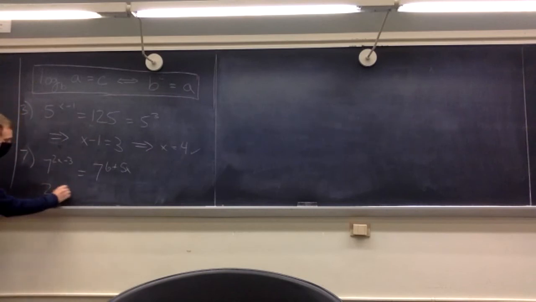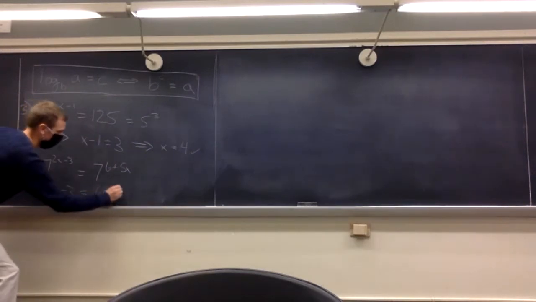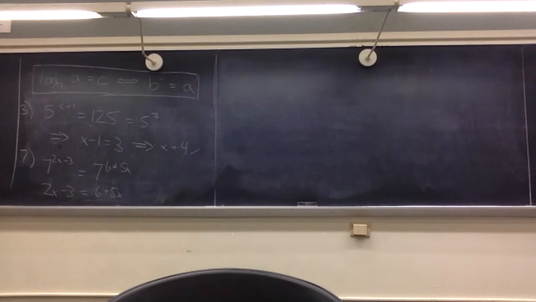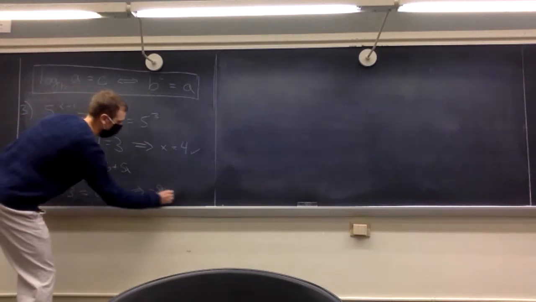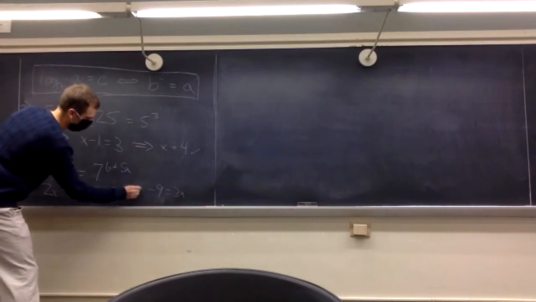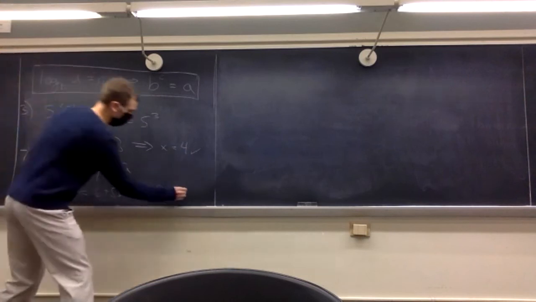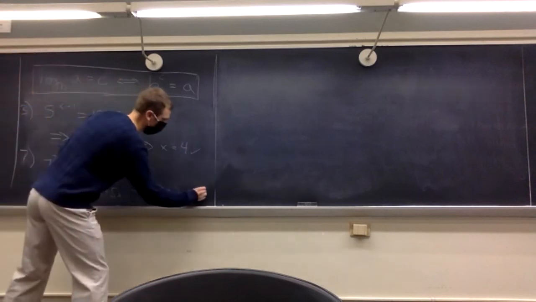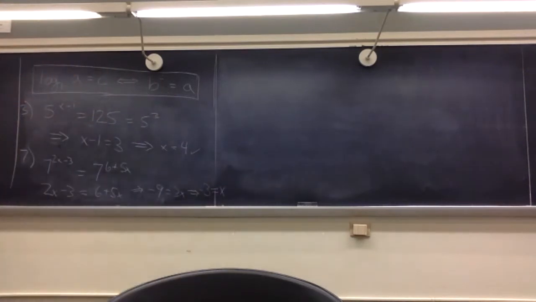Okay. So we know 2x minus 3 is 6 plus 5x. Powers have to be the same. So we'll just solve. Subtract the 2x over, giving us 3x on the right. Subtract the 6 to the left, giving us minus 9 on the left. Dividing by 3, negative 3. Go back and check: negative 3, so negative 6, negative 9, negative 15 plus 6 is negative 9. Alright. Check done.